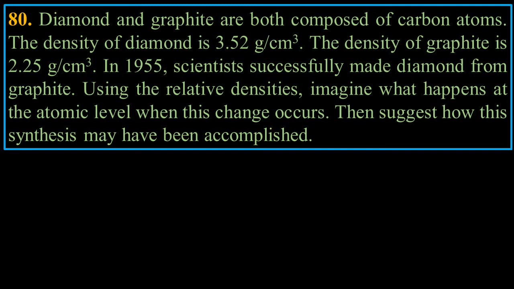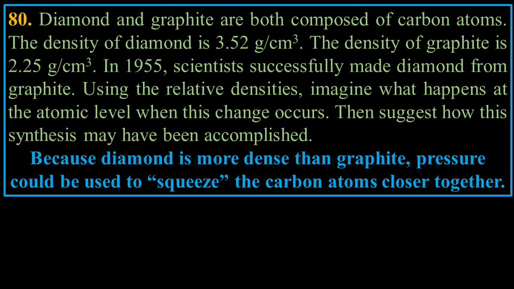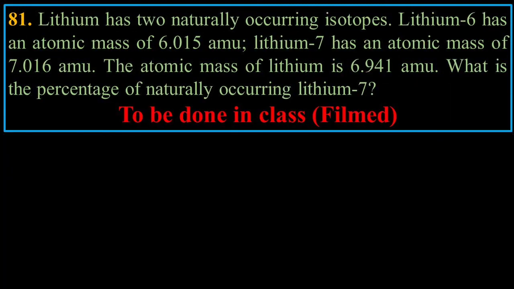using the relative densities. Imagine what happens at the atomic level when this change occurs. Then suggest how this synthesis may have been accomplished. Very interesting. Very curious, as they say, when the plot's about to thicken. Because diamond is more dense than graphite, pressure could be used to squeeze the carbon atoms closer together and change it into tetrahedral bonding structures, essentially.